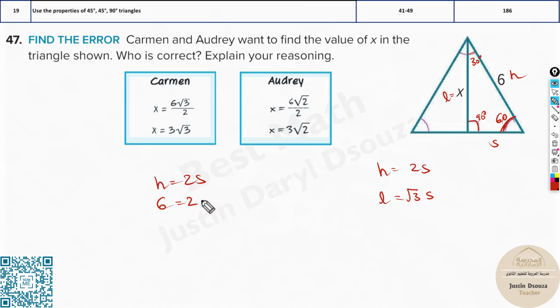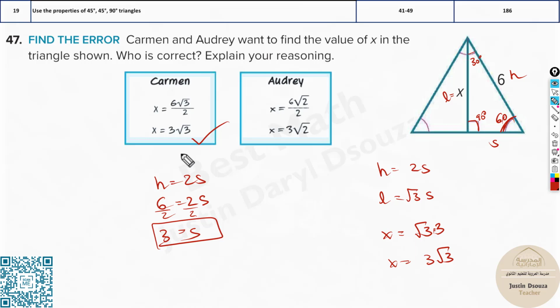H is 6, which is equal to 2s. So divide both sides by 2, you get 3 as s. Now we need to find x, isn't it? What is the x value? X is basically L. So x will be equal to square root 3 times 3, so it will be 3 square root 3.